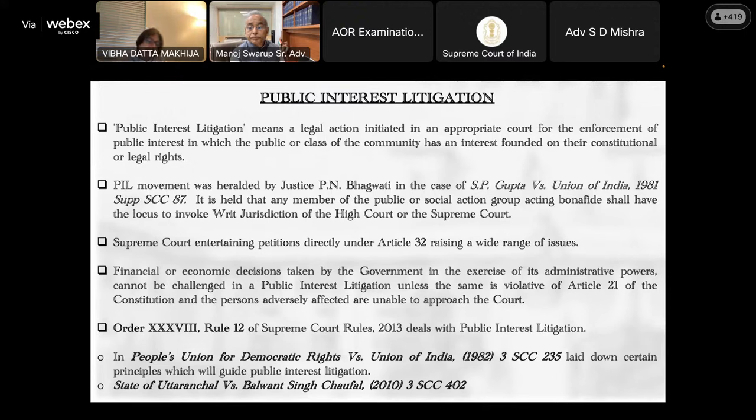So Order 38, Rule 12, I would emphasize on, is the procedure and the parameters that a PIL litigant has to meet in terms of filing a public interest litigation. So this Order 38, Rule 12 gives the technical and procedural aspect of how you can approach the Supreme Court for a public interest litigation. So kindly definitely look at that rule.